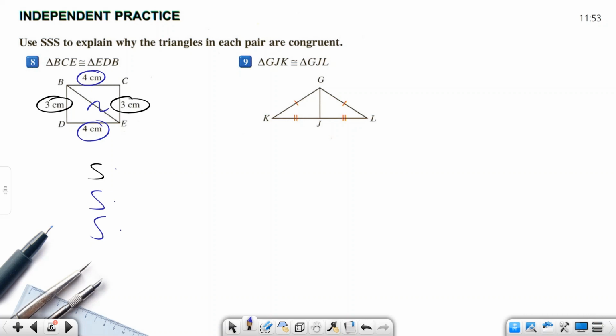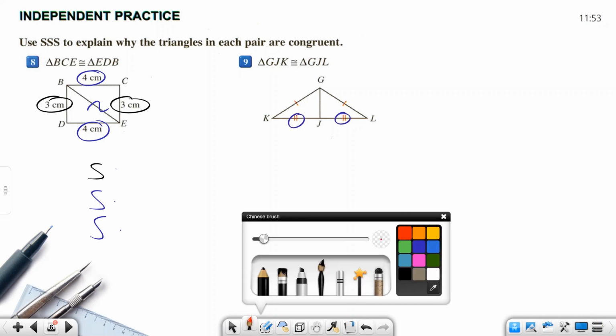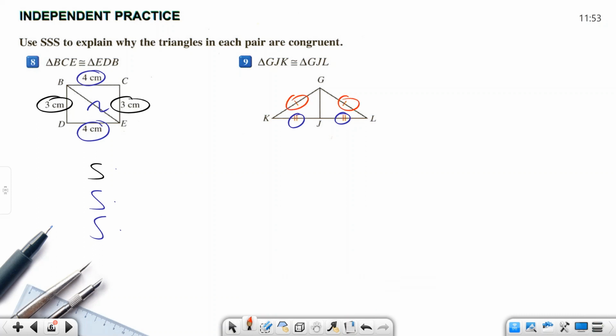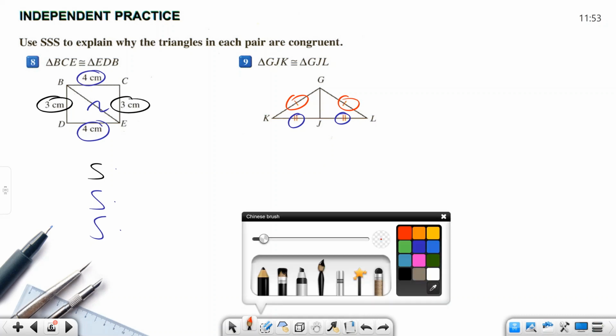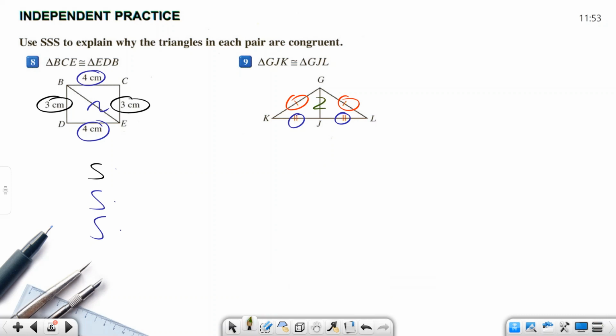Okay, let's continue with number 9. Again, two triangles. It's asking that KJ and GL are congruent. KG and GL are, JL and GL, they are congruent, and this is a common side. Let's put another mark. Let's put green. So this is the common side.